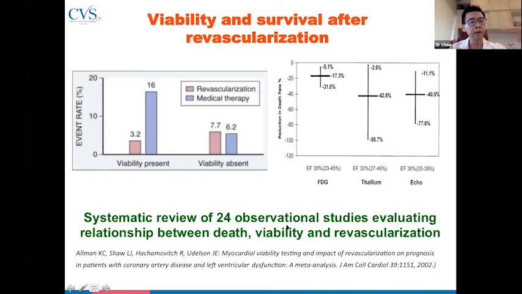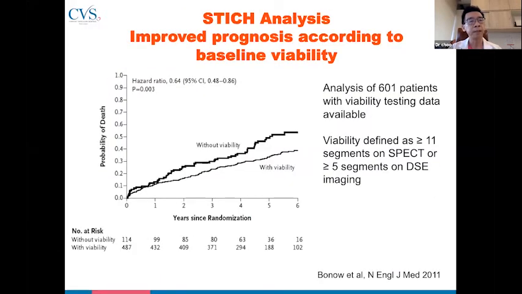And it's very clear from a lot of the earlier observational papers that if there is no viability, medical therapy is as good as revascularization. But if you have viability and you revascularize, the patient's mortality is greatly reduced compared to leaving them alone on medical therapy. This STITCH trial, which we'll go into in a little more detail shortly, basically again shows that if you have viability, you have a better prognosis. If you have no viability, they are more likely to die.